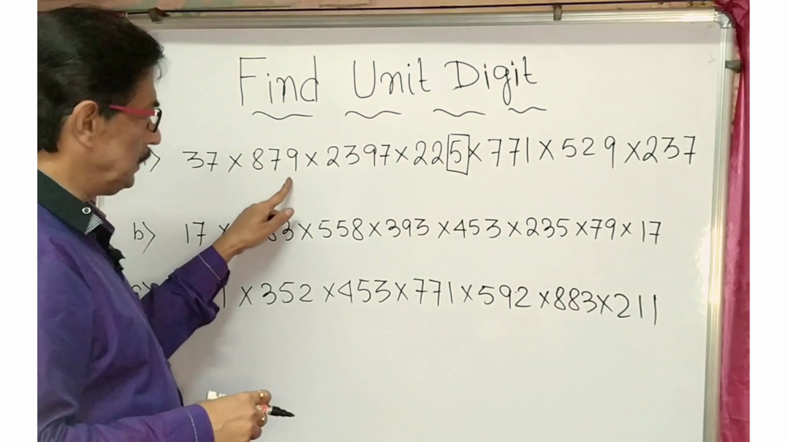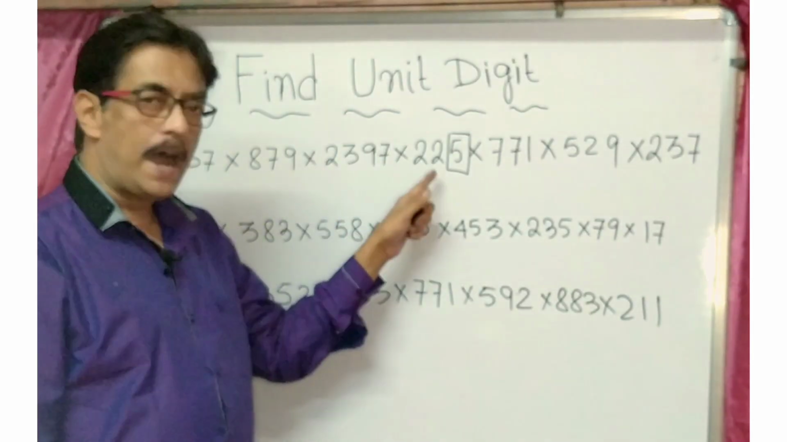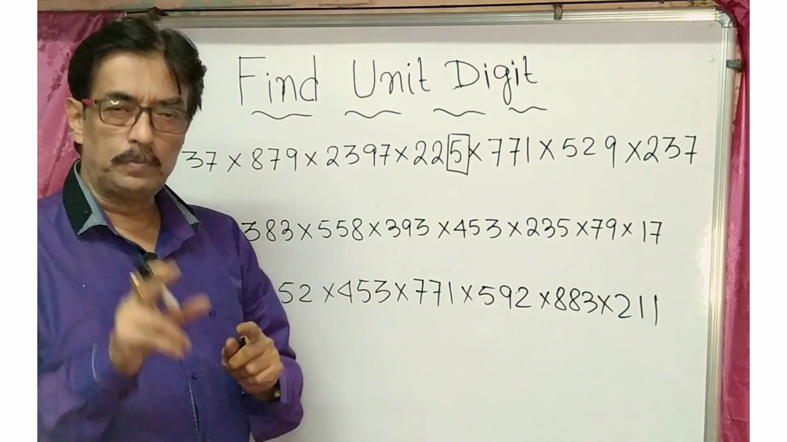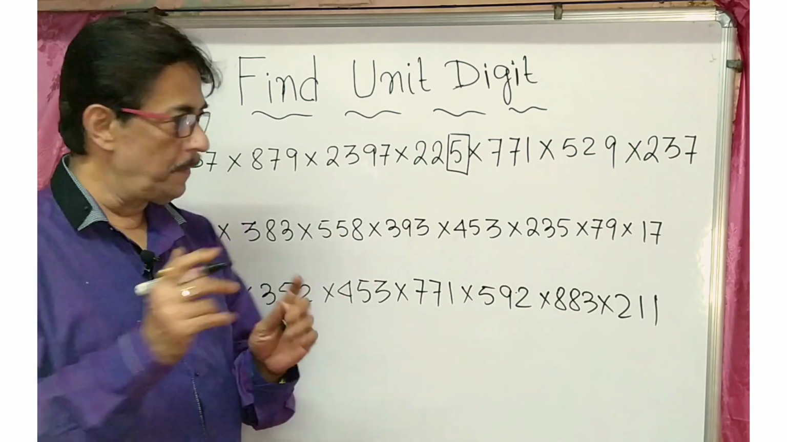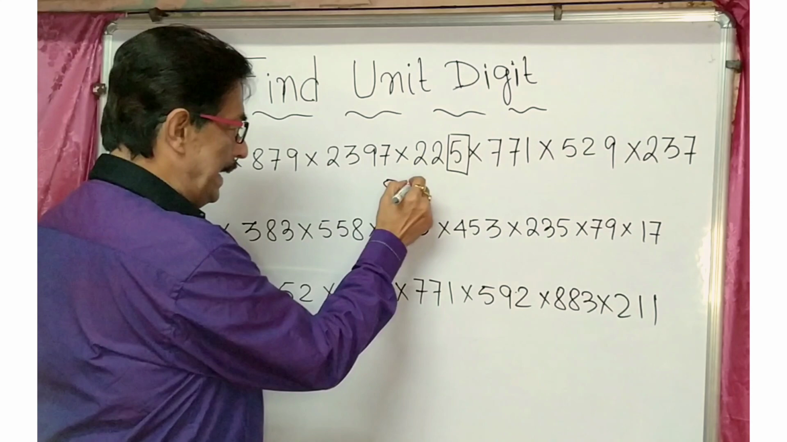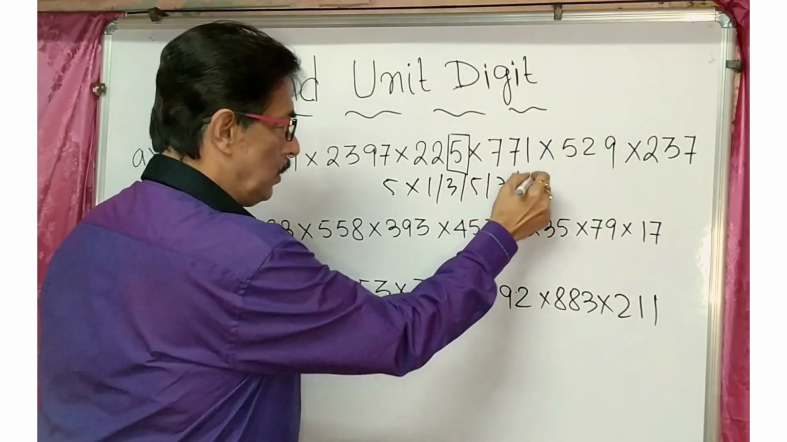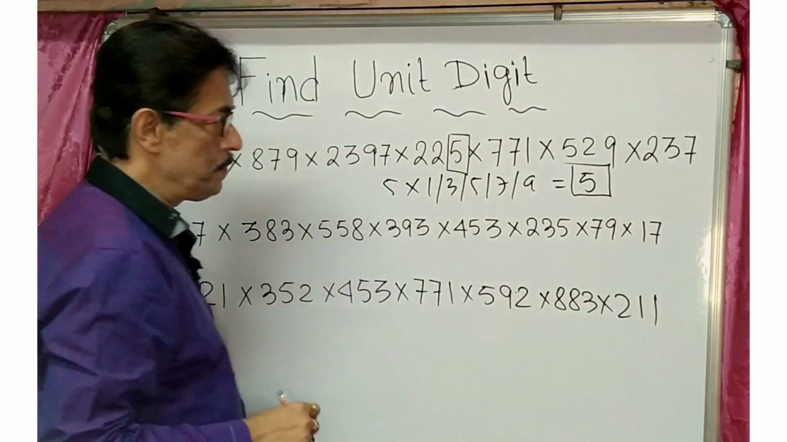These are odd numbers, these are odd numbers, these are odd numbers. So 5 multiplied by any even number is always 0. 5 into even number is 0. But 5 into any odd number, your result is 5. So 5 into any odd number, 1 or 3 or 5 or 7 or 9, the result will be 5. So our first answer is 5.